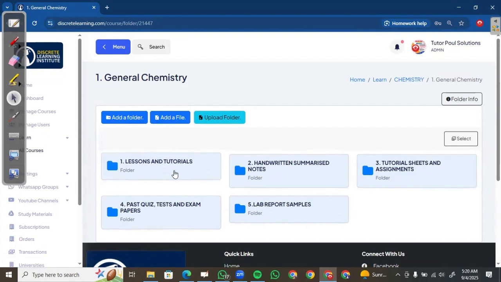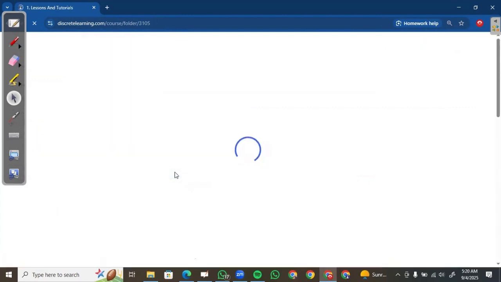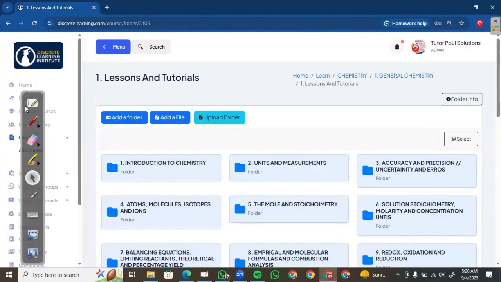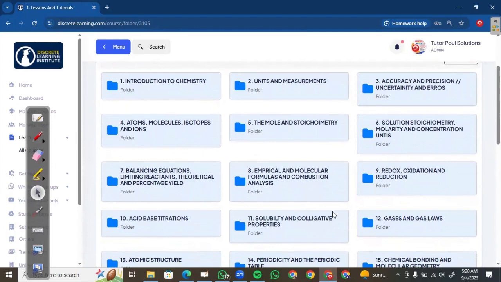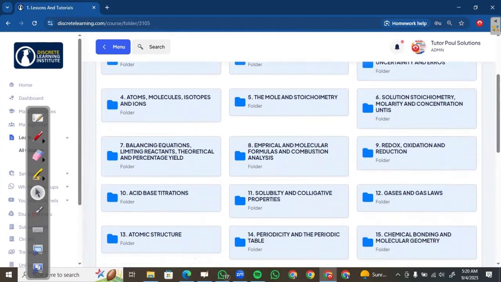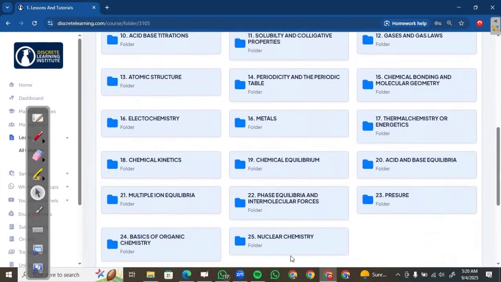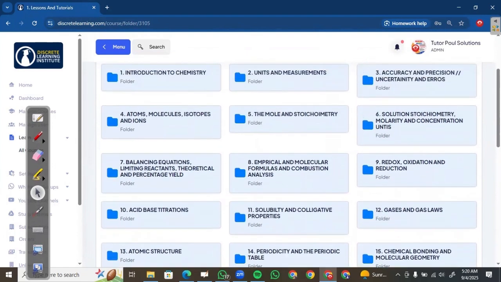Here we have the lessons and tutorials on each and every topic that you learn in the chemistry course. If you open these lessons and tutorials, you'll see that here you're going to have all the topics listed that you learn in chemistry. So introduction to chemistry, whatever you're going to learn, we've explained fully all the topics. There are notes there and there are videos there you can watch at your own time, all the way to nuclear chemistry, if you're taking nuclear chemistry.